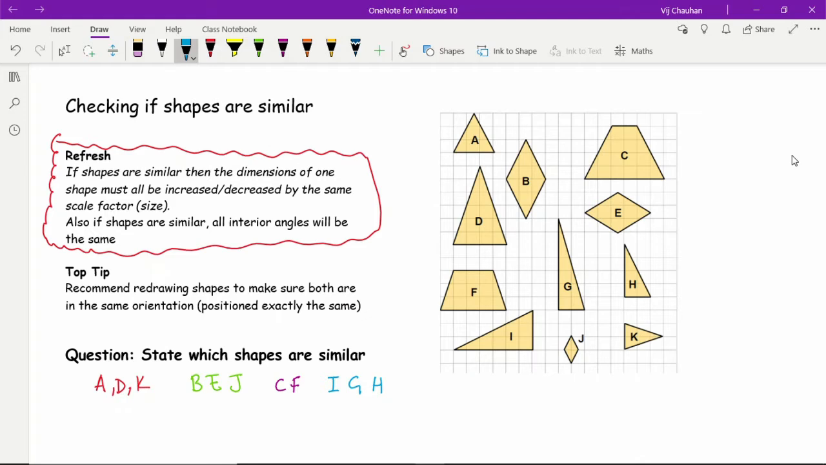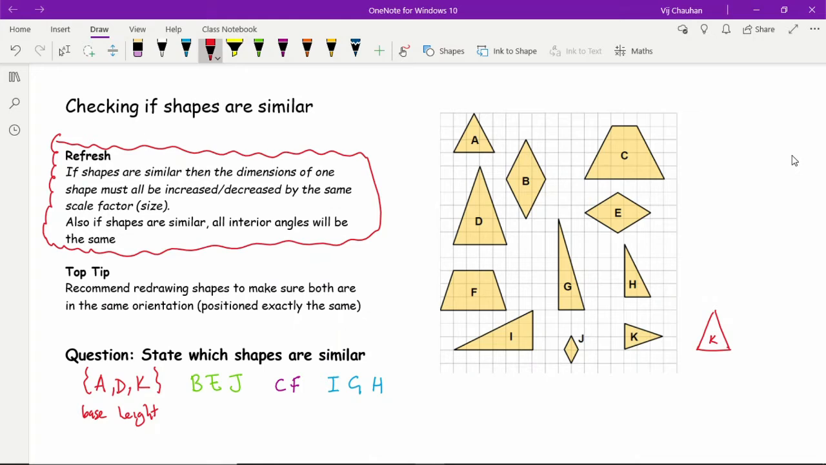So I'm going to compare the first set of shapes, which is A, D and K. I'm going to look at the base, and I'm going to look at the height of each triangle. Now, in terms of the orientation, we can see that K is one that's been rotated. So what I might want to do, either on a side note or maybe in my head, is just rotate that shape so it's in the same sort of position as A and D.